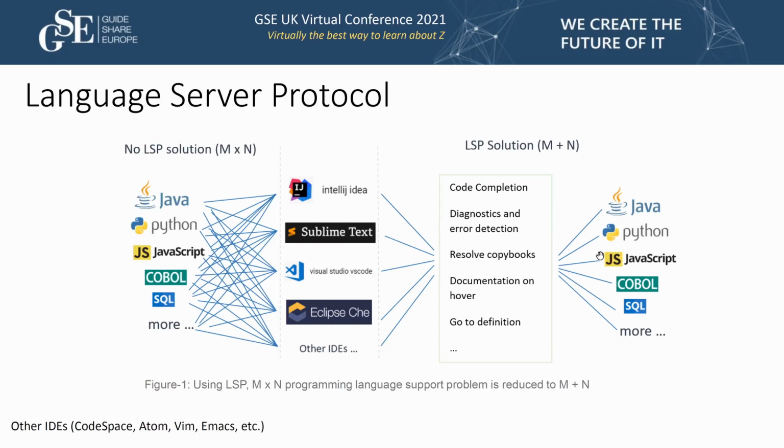So this is not only supported for a limited set of languages, because today there are more than 50 language servers existing, and more than 10 tools are supporting this LSP. For example, you can also use it in CodeSpace, Eclipse Che, Atom, and many others.